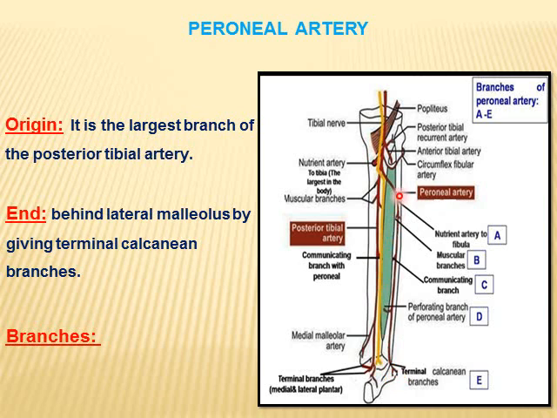The peroneal artery gives the following branches: nutrient artery to the fibula, muscular branches, communicating branch which joins its fellow from the posterior tibial artery, perforating branch, and finally terminal calcanean branches.